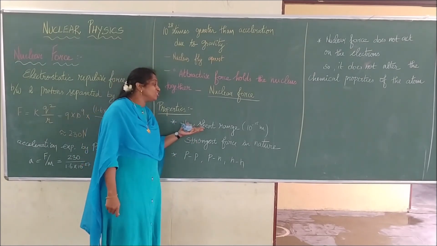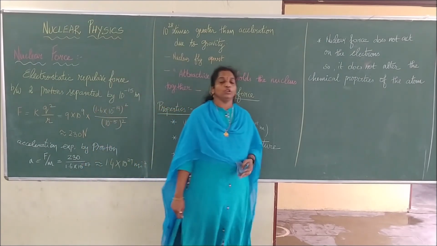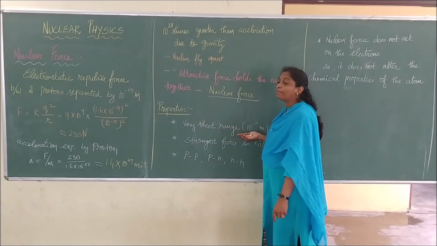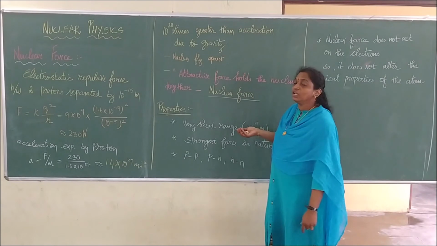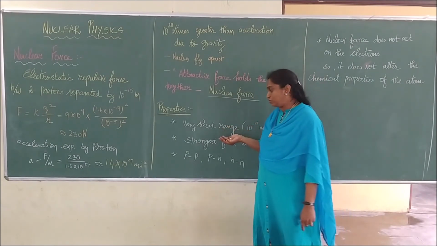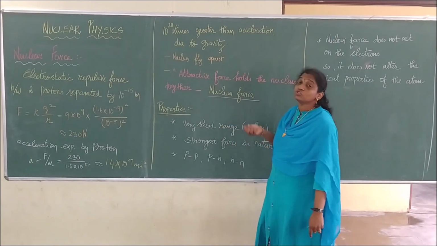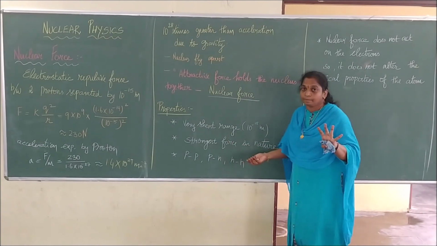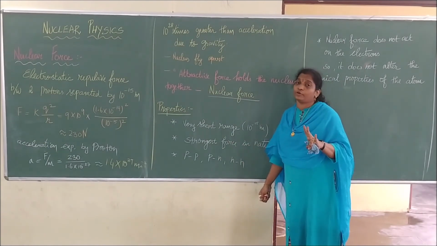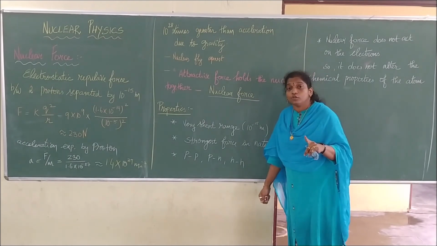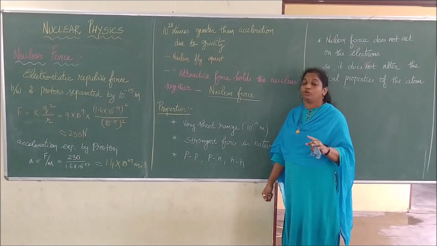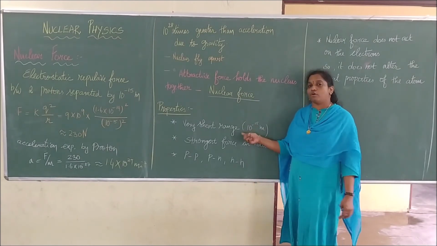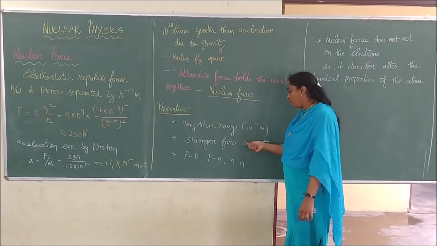It is a very short range force. The nuclear force is only a short range force, that is up to about 10⁻¹⁵ m. Apart from that range, the nuclear force never exists. Next, it is the strongest force of nature. We know the four fundamental forces: gravitational force, electromagnetic force, strong nuclear force and weak nuclear force. Strong nuclear force is one of the strongest forces in nature, though it is a short range force.